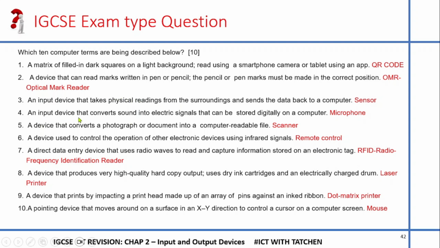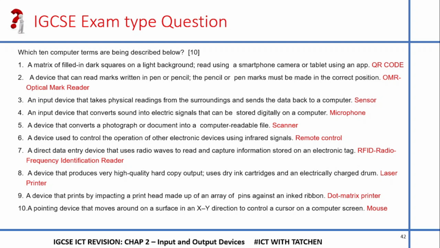Now we also have an input device that converts sound into electrical signals that can be stored digitally on a computer. What I'm using is a microphone. I'm using a microphone now to talk, so that's the ideal answer. And then we also have a device that converts a photograph or document into a computer readable file, a scanner, so you can scan a photograph into computer readable files.